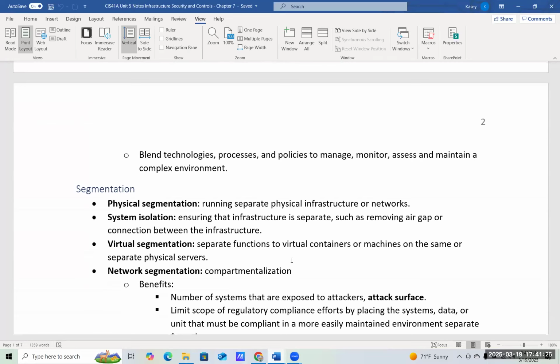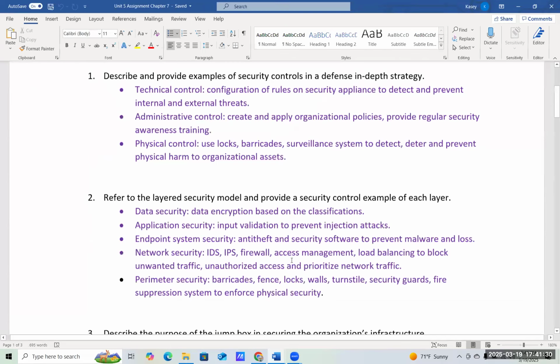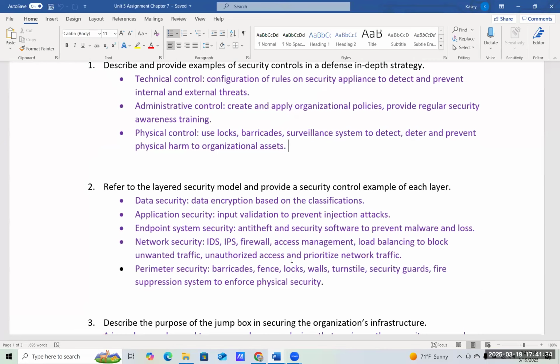So for number 2, it says refer to the layered security model and provide a security control example of each layer. So we'll start with data security. To protect your data, simple, right? We can implement data encryption. Encryption allows us to take raw data that is readable and make it unreadable to the people who shouldn't have access to it.